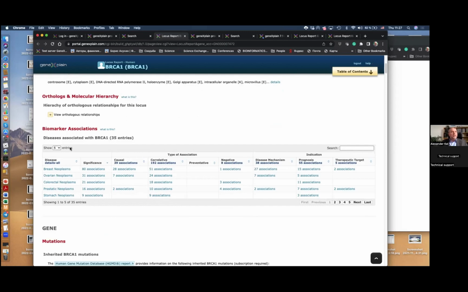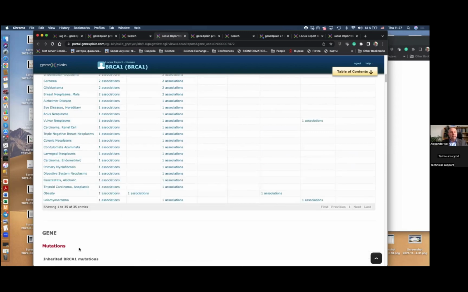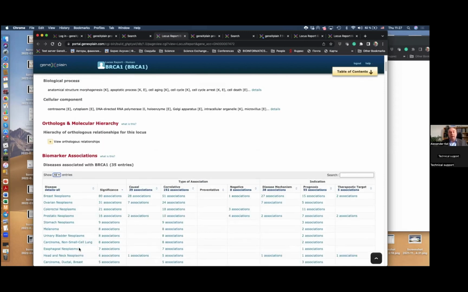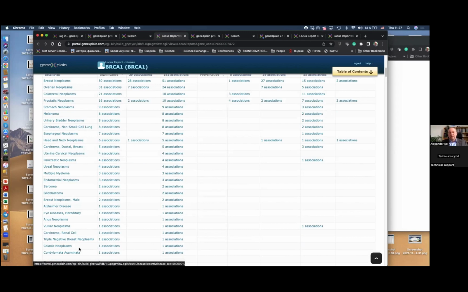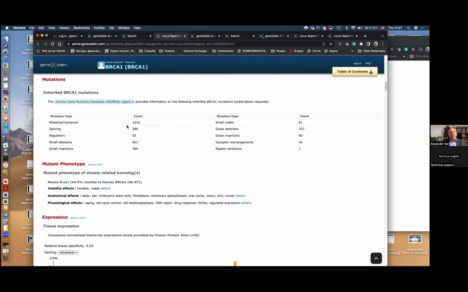For instance, you see here that this gene is associated as a biomarker with many different tumors. And not only that, actually, there are 35 different diseases where this gene is acting as a biomarker or published as a biomarker. And we have other information as well. We have a link to the Human Gene Mutation Database, where you can get information about the known mutations in that gene. And here we have statistics about those mutations.